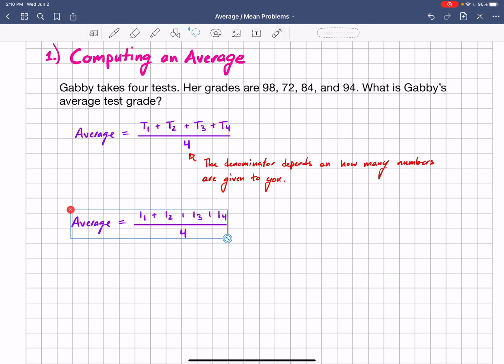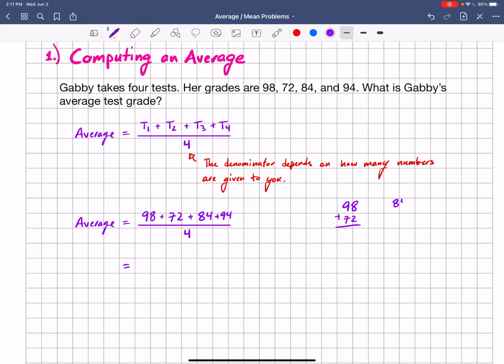Now we're going to go ahead and plug in the numbers for the situation. So we always want to start by writing down a formula that may be useful. After we write down the formula and we know what we're trying to do with the numbers that were given to us, we're going to put those numbers into the formula. So her first test score was 98. The next test score was 72. The third test score was 84. And finally, the last one was 94. So we're going to add this all up and then simplify it. So I'm going to break it into 2 pieces. I'm going to say 98 plus 72 and then 84 plus 94, just to make this a little bit easier.